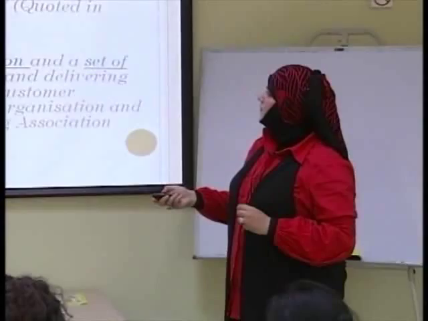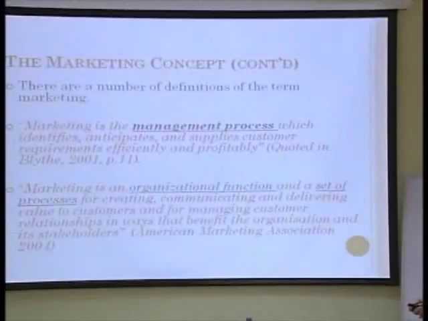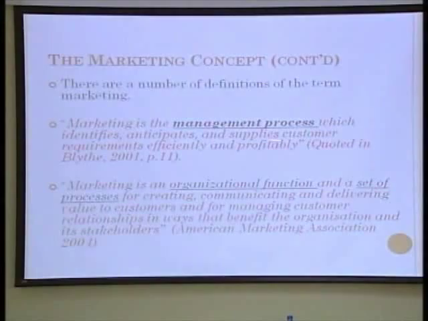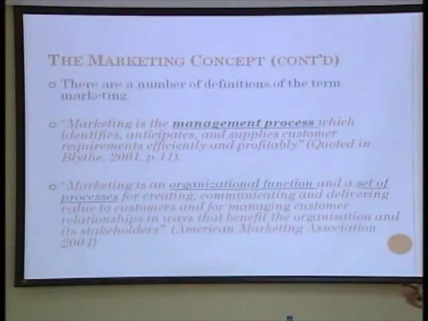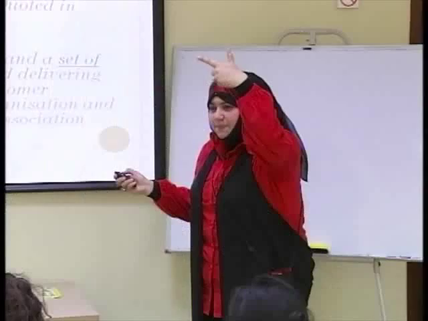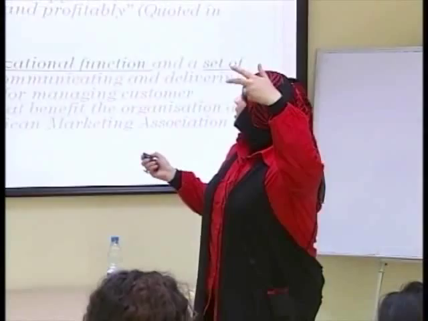So here we have different definitions of the marketing business function. The first one is: marketing is the management process which identifies, anticipates, and supplies customers' requirements efficiently and profitably. So marketing, according to this definition, is what? Management process. Okay, very good. Which identifies, anticipates, which means predicts or forecasts, and supplies customer requirements efficiently and profitably.